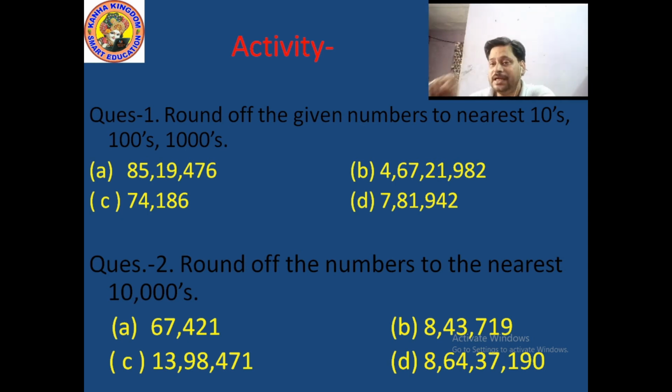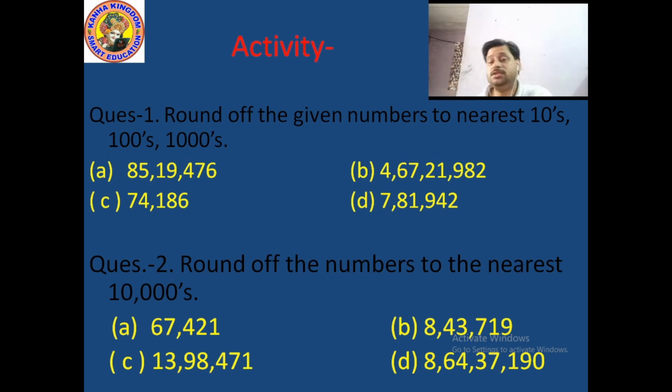But the second rule: if the tens place is 5 or more than 5, then also you have to convert the tens place and ones place into 0, and in the 100 place you just add one more number. Whatever the digit in the 100 place, you just add one more number. Then the thousands period, lakhs period and crores period all are the same, nothing is changeable. Clear? So now the second part is also clear.